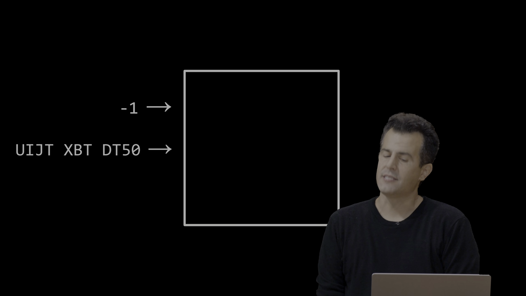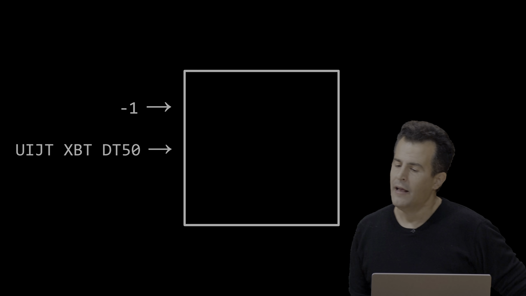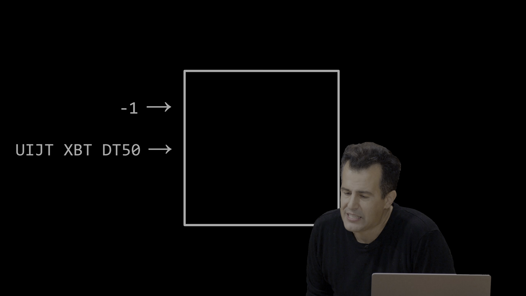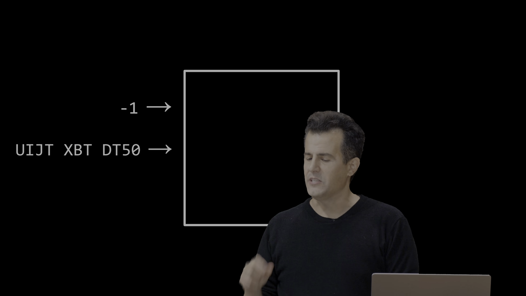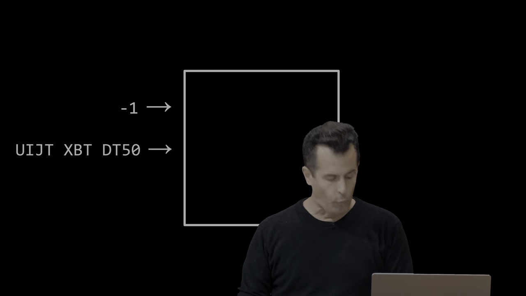And so how about this? Why don't we end with a demonstration here? UYJTXBTDT50, there's a bit of a tell there. If we pass that in and do negative one, well, how do we get out the plain text originally? Well, if this is the ciphertext and we subtract one from each letter, I think U becomes T, I becomes H, J becomes I, T becomes S, X becomes W, B becomes A, T becomes S, D becomes C, T becomes S, and this was indeed CS50.